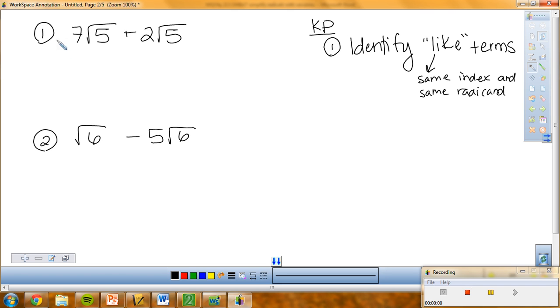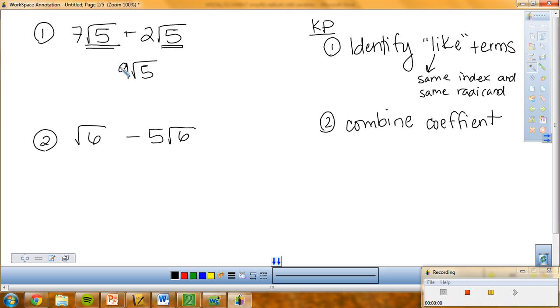And so if we look at example 1, we see that we have radical 5 and radical 5. Both of them are square roots, and they have the same number underneath the root, so we would consider these like terms. Once you've found your like terms, step 2 is to combine the coefficients. So 7 plus 2 is 9. We keep our terms the same, just as we would if we were adding variables. And that is our final answer.